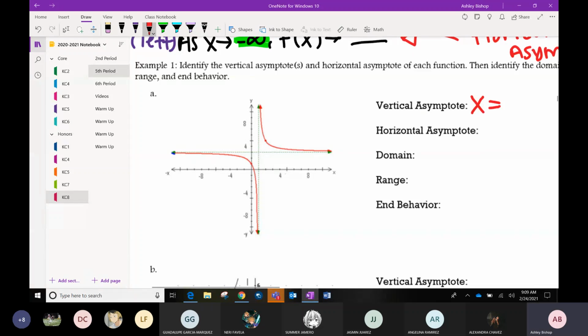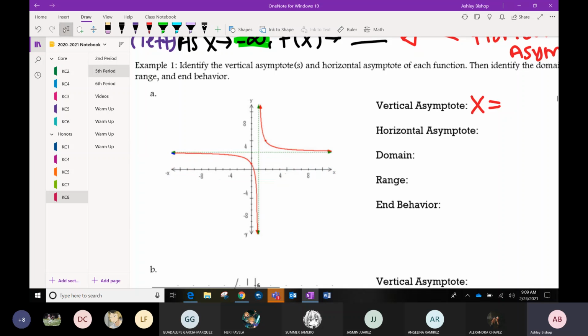X equals a number. If I'm telling you it's equal to x equals a number, you need to use an x value. An x value comes from the x-axis. This is the x-axis. So on your Target A homework, a lot of you were not using x values. This is an x value.